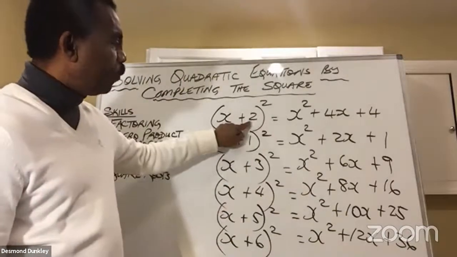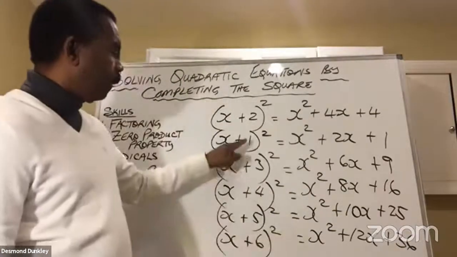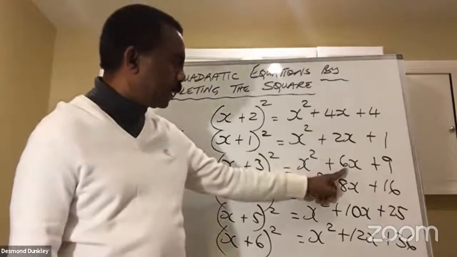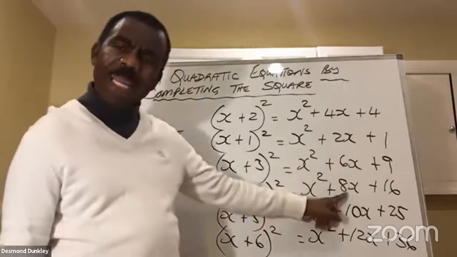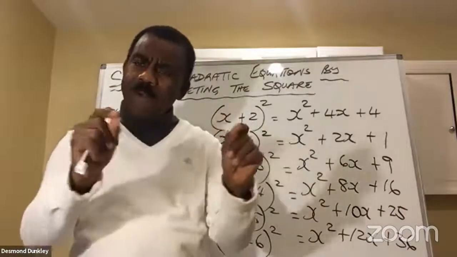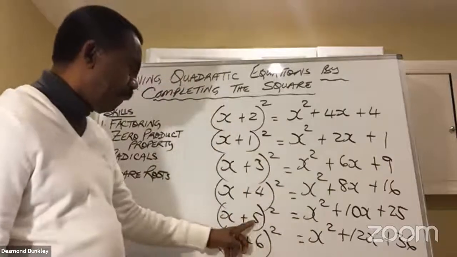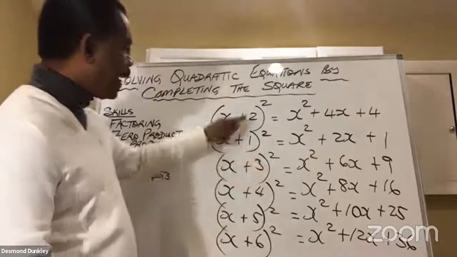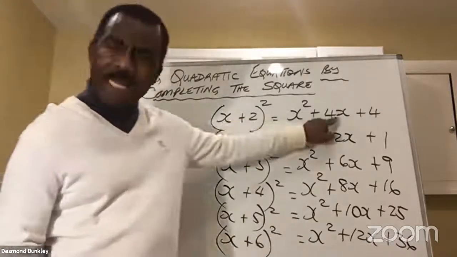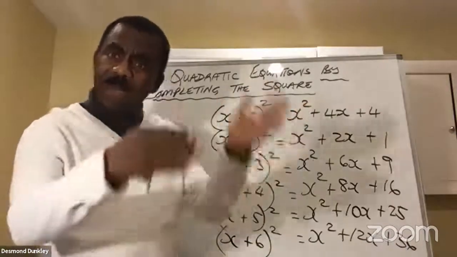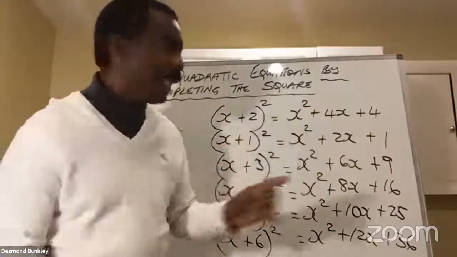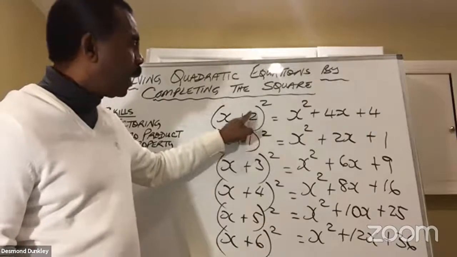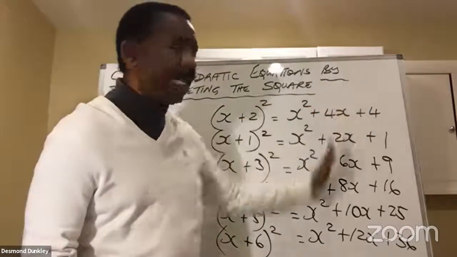So I notice if there's a 2 here, I have a 4. If I have a 1 here, I have a 2. If I have a 3 here, I have a 6. If I have a 4 here, I have an 8. Is there a pattern? I think so. If I have a 5, I have a 10. 6, I have a 12. So do you think if I had a 9 here, that I would have an 18? Yes? Isn't that what it looks like? So it seems to me that the middle term is always double this number. Whatever this number is, it's doubled right here.